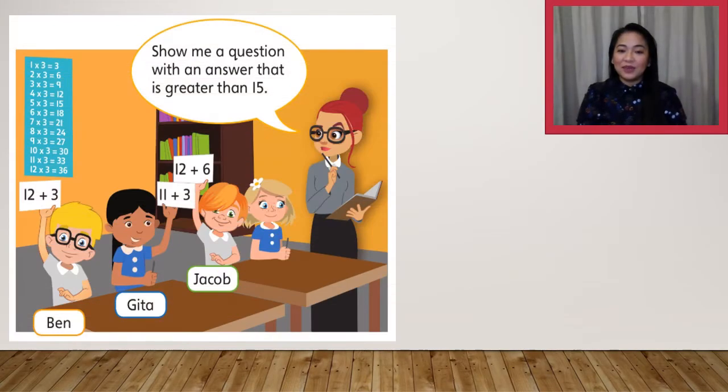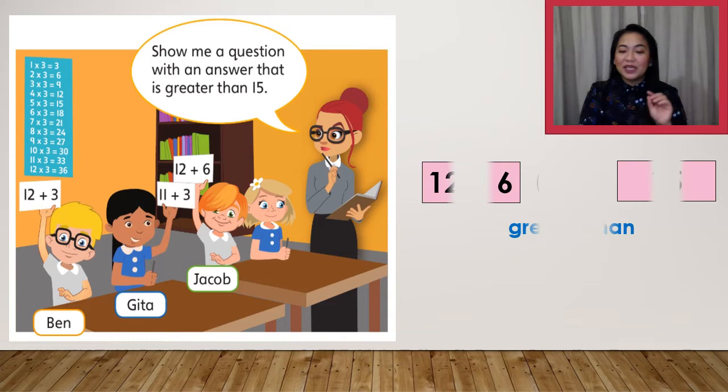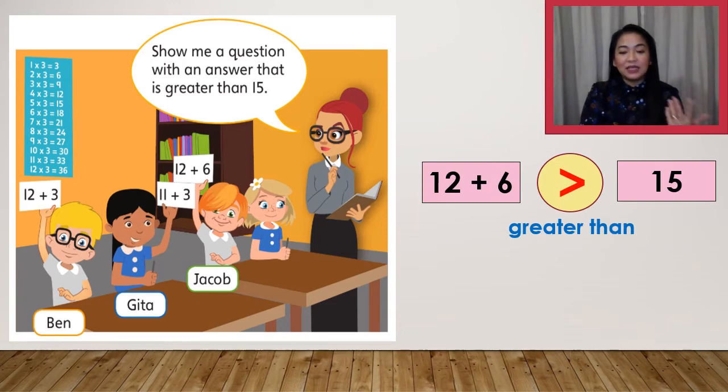Look at this illustration, children. The teacher here is asking something. Show me a question with an answer that is greater than 15. Which child is correct? You can pause this video if you need more time. And yes, Jacob is correct. 12 plus 6 is greater than 15.